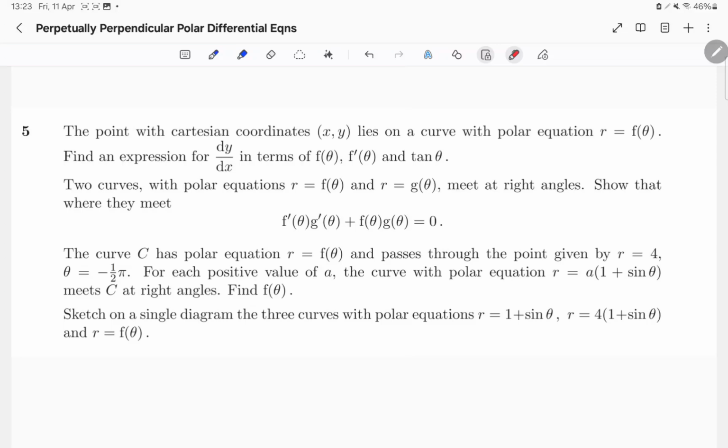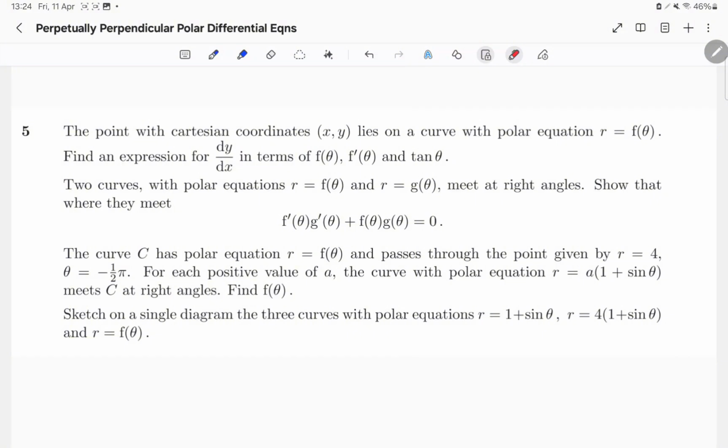Two curves with polar equations r equals f of theta and r equals g of theta meet at right angles. Show that where they meet, f primed of theta, g primed of theta, plus f of theta, g of theta is equal to 0. The curve C has polar equation r is equal to f of theta and passes through the point given by r is equal to 4, theta is equal to negative 1/2 of pi.